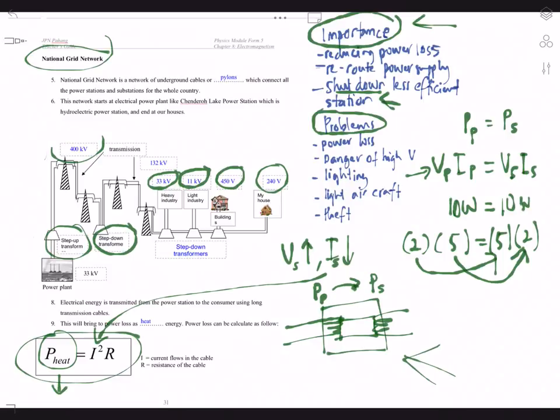And then the problem that we have with the national grid system is power loss, because the energy is sent over a very long distance. So what we do is we apply what we have learned earlier about this. And then the danger of high voltage. So we need to use underground cable, so it is safer. Lightning may strike the cable also, so we can use underground cable in this case also.